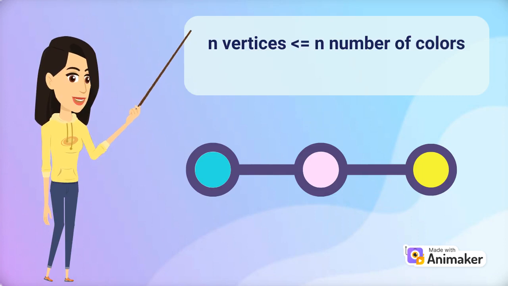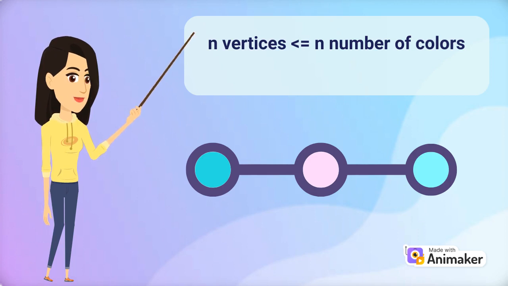If we have n vertices in the graph, we can color it using n number of colors or less, which would also mean that each vertex has a different color from the rest of the vertices. However, what we aim for here is to color the graph using the least number of colors possible. In this case, we can color the last vertex with blue since it is not adjacent to the vertex with the blue color.